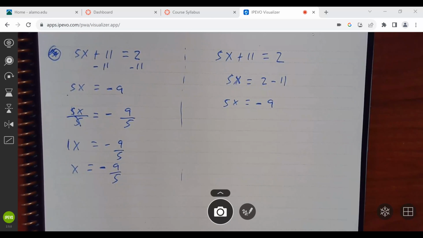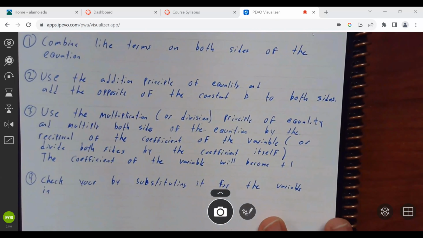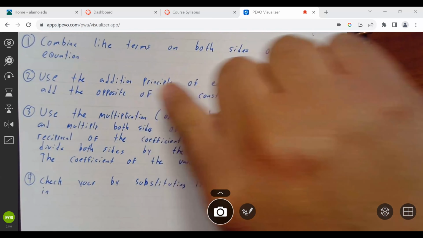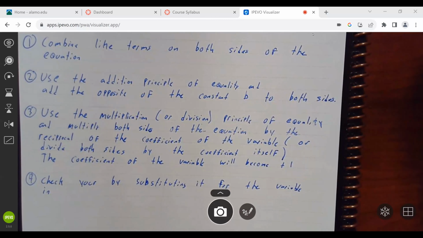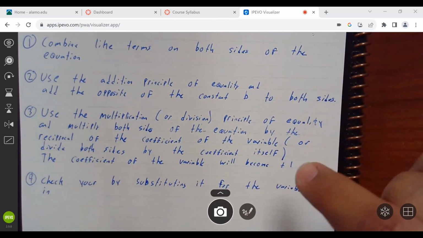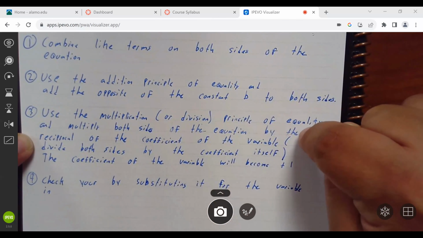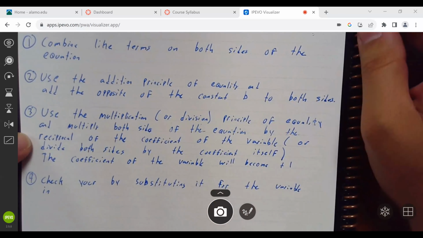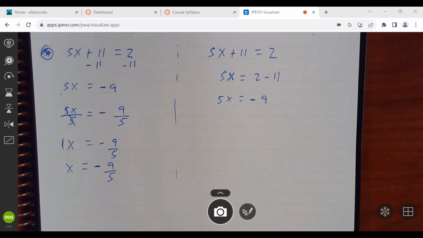So it's x equals -9 over 5. What do we say? Multiply or divide, right? First step was we divide by 5. So what is the other option? Multiply both sides of the equation by the reciprocal of the coefficient. What does reciprocal mean? The opposite.